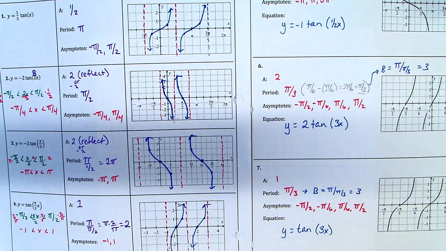6 and 7 are going to be a little challenging to find the period, maybe. Think about how you can do it. I did show the work on number 6. Those are actually phase shifts.